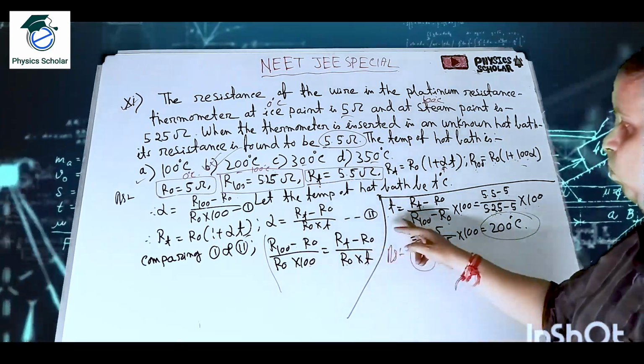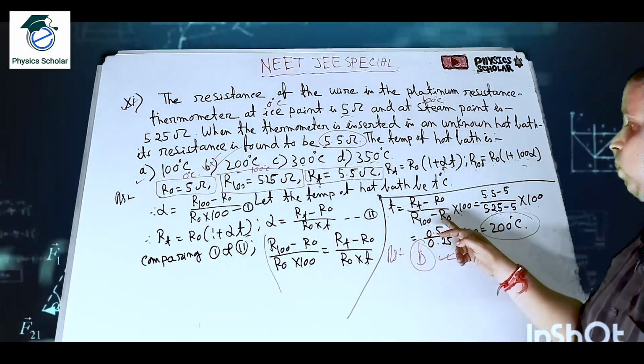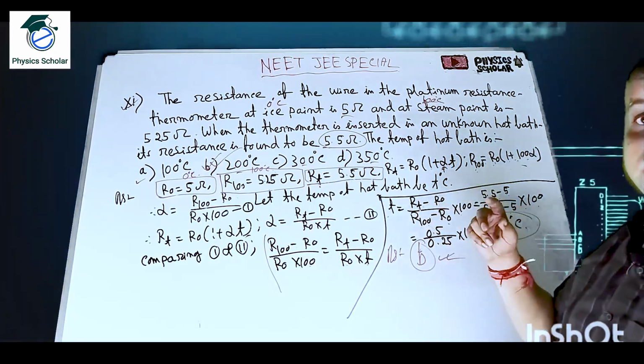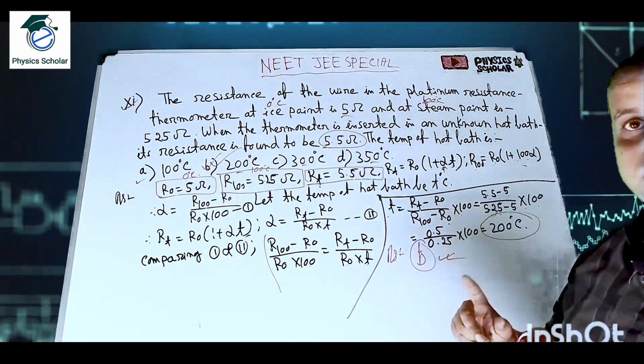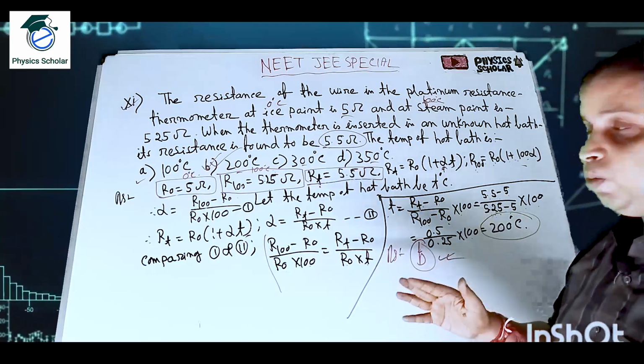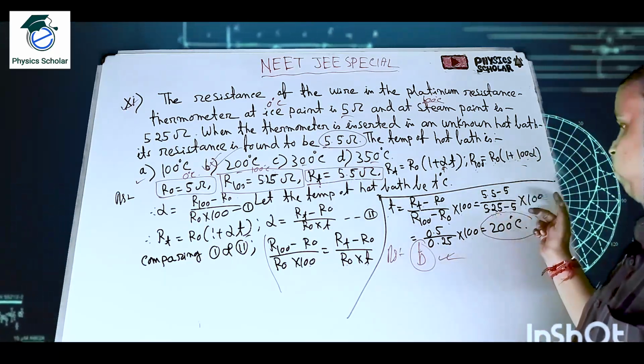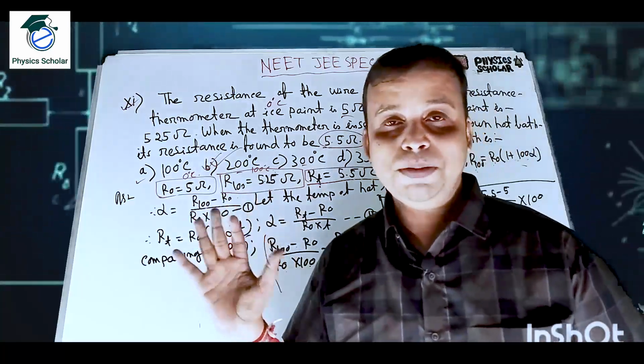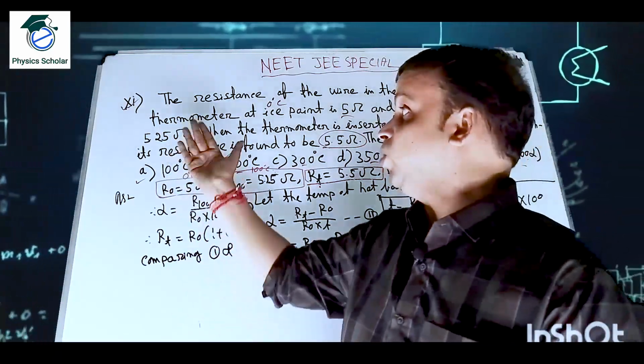So from here T will be (RT minus R0) divided by (R100 minus R0) into 100. So what is the value of RT? 5.5, R0 is 5, R100 is 5.25, R0 5, into 100. So 200 degrees centigrade. It's very easy. But you have to only understand how to do this sum.